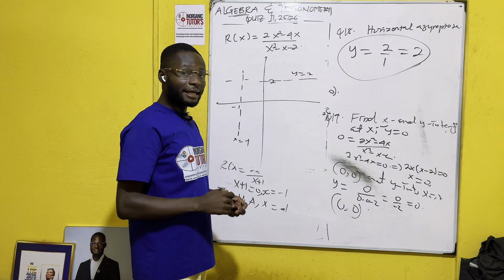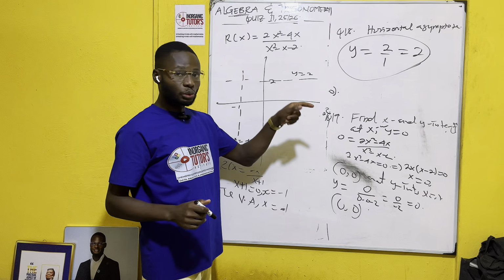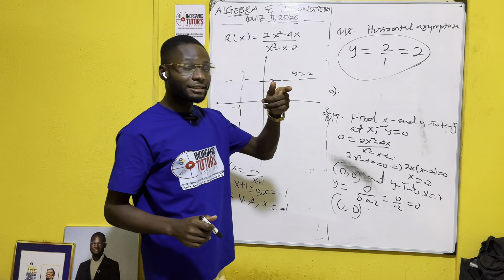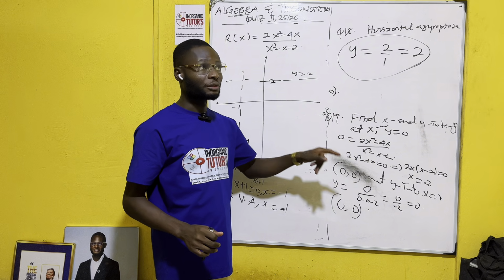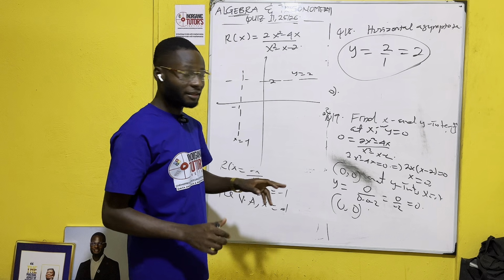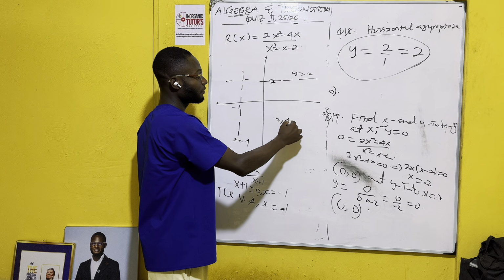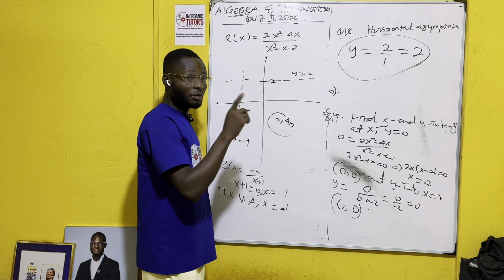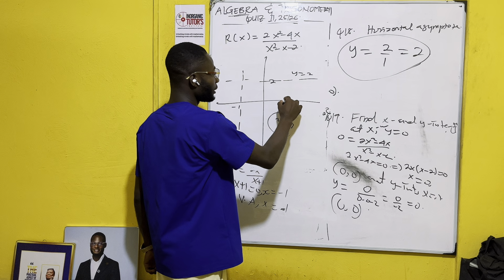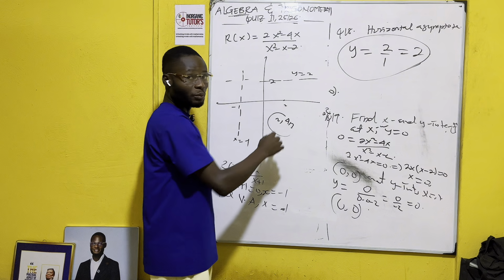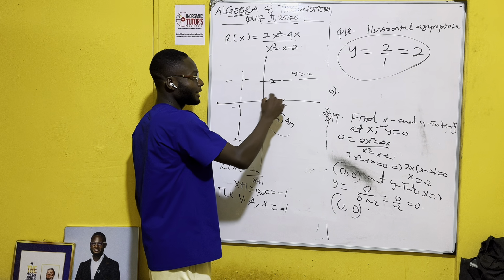And then there was a hole, and the hole was at x equals 2. If you substitute 2 into the factorized expression, you're going to have 4/3, and 4/3 will be the y. So we have 2, 4/3, which is 1.33, right? So the hole will be somewhere here. Let's say 2 is here, the hole will be somewhere here. So we are going to have the intercept here and the hole will be here.